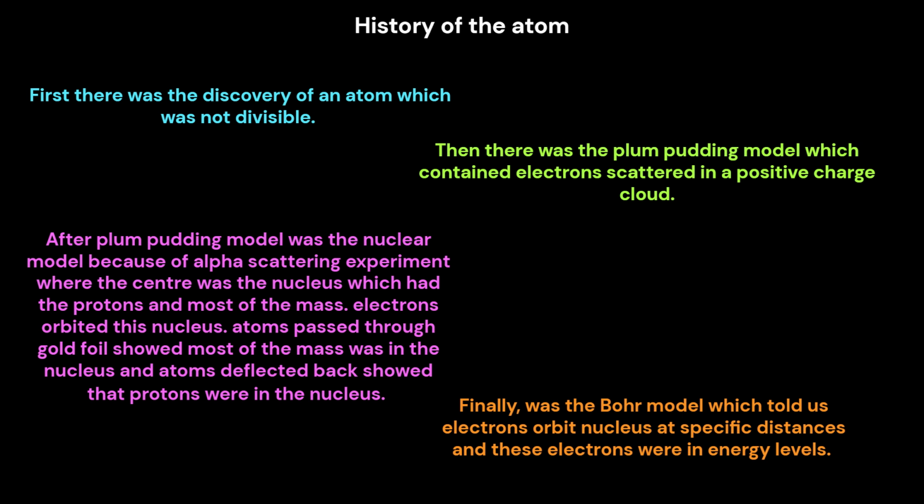Electrons orbited this nucleus. Atoms passed through gold foil showed most of the mass was in the nucleus, and atoms deflected back showed that protons were in the nucleus. Finally was the Bohr model, which told us electrons orbit the nucleus at specific distances, and these electrons were in energy levels.